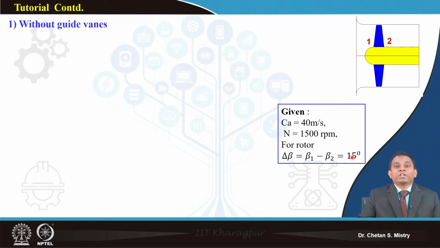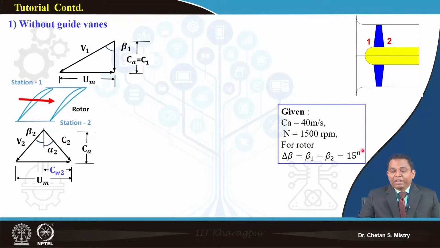Now let us see case 1, which is without guide vanes. In order to understand that, we can have a line diagram. We can have our station 1 and station 2, and for those stations we can make our velocity triangles. It says my entry to the rotor is axial, so this is my axial entry. This represents my inlet velocity triangle, and this represents my outlet velocity triangle from the rotor.